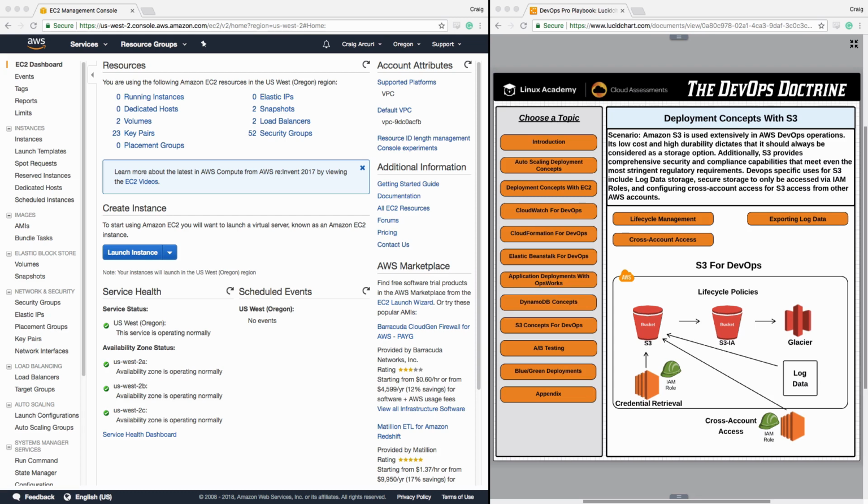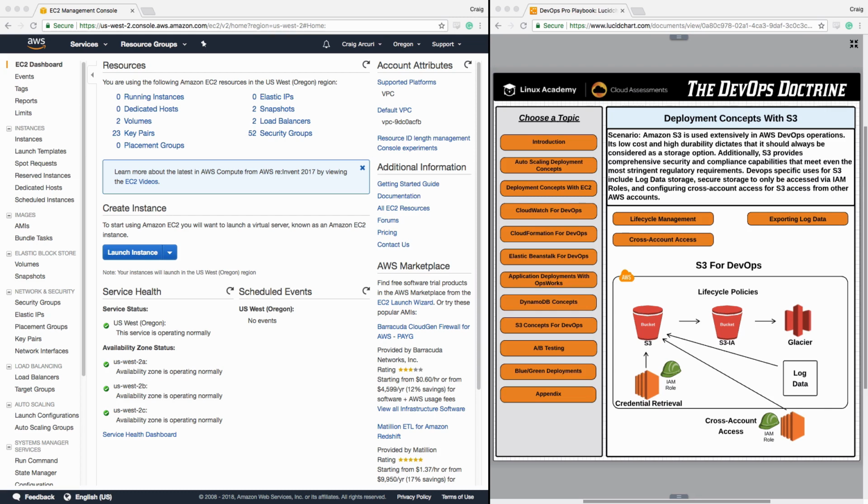Now, with S3, related to the DevOps Pro Certification exam, some of your key words are durable storage, cheap, secure. So anytime you run into a scenario question that's talking about storage and those types of keywords, you probably want to start thinking about S3. It's used extensively in DevOps operations. It's low cost and highly durable, and this dictates that it should always be considered as a storage option.